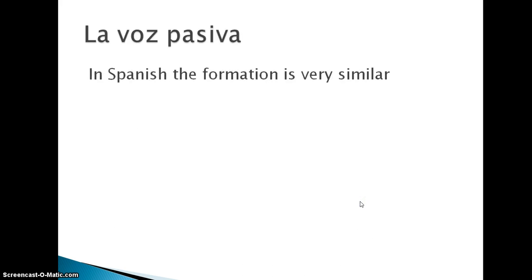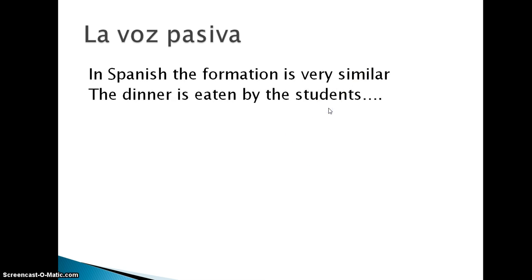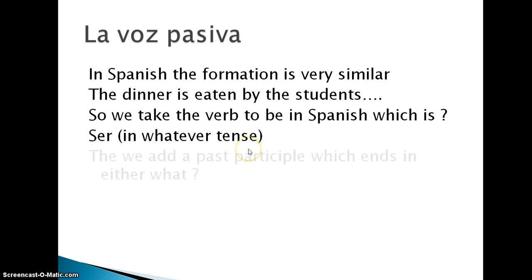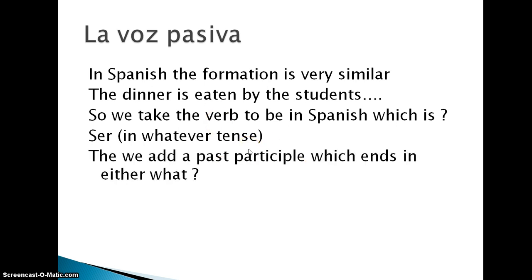So in Spanish, almost the same. Let's take the dinner is eaten by the students. So we take the verb to be in Spanish, which is, well, you could either have ser or estar, but in this case we use ser for the passive. In whatever tense you want, so it could be in the past tense, it could be in present tense, it could be the future, whatever. And then we add a past participle.